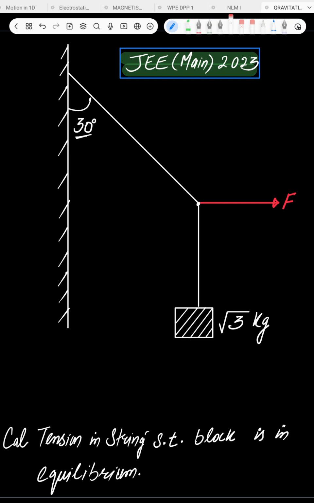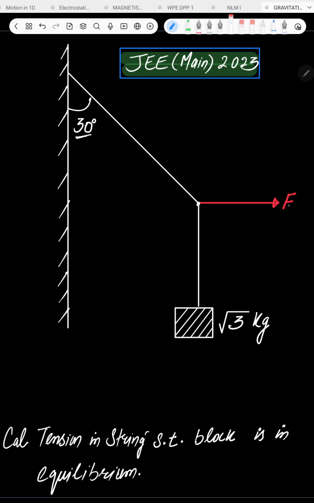I am back with one important problem in NLM, and that is body in equilibrium. Have a look at the problem. This is a block. The mass of this block is given to you, that's equal to root 3 kilogram. And it's hanging with the help of this string here.